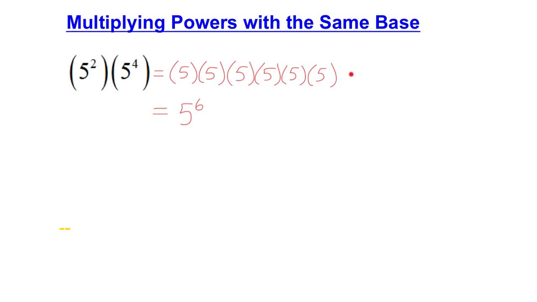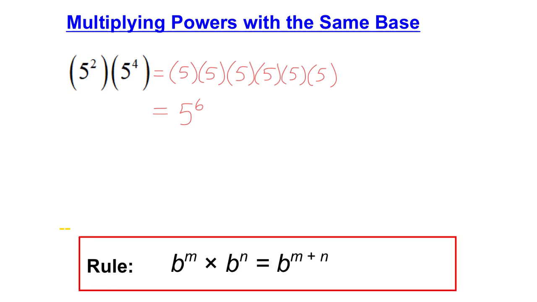Now what's the shortcut? I don't want to have to write out expanded form and count all the time. Here I have a 2, here I have a 4. How do I turn a 2 and a 4 into a 6? Add them together. Here's how we can write that more formally in a general form. Here's a power multiplied by a power with the same base. We can simplify that to a single power by adding the exponents to get the new exponent. So that's the shortcut. Add the exponents if you're multiplying powers with the same base.